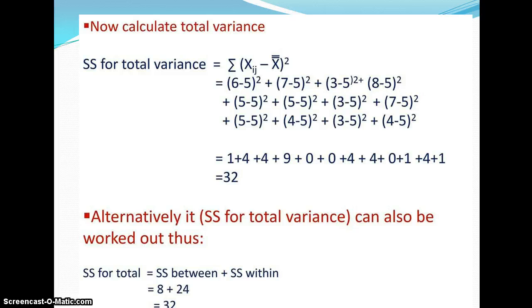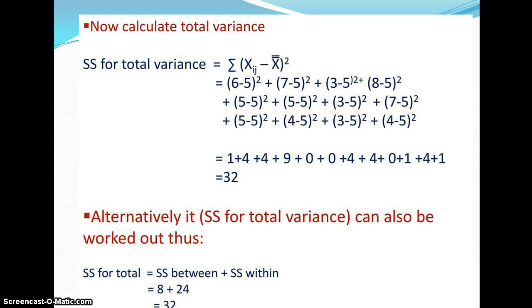Okay, now we can come to the next step. Now calculate the total variance. Sum of square for total variance, you know the variance is a square of standard deviation. So SS for total variance, SS means sum of square for total variance, is equal to summation of xij minus x double bar j, where i is equal to 1, 2, 3 and j is equal to 1, 2, 3.